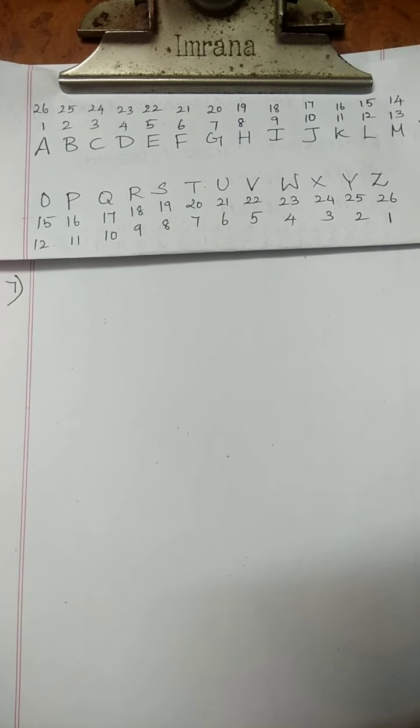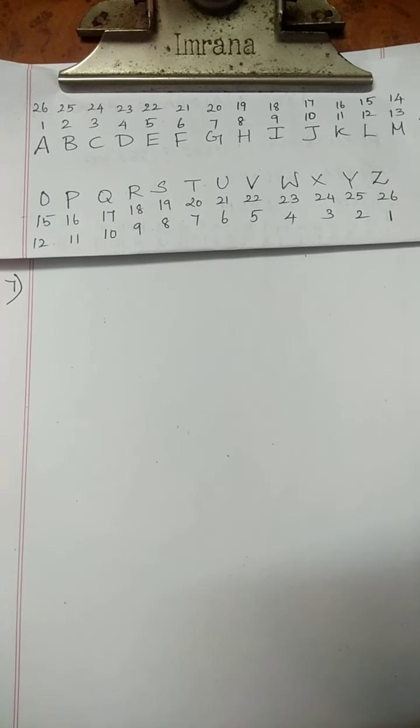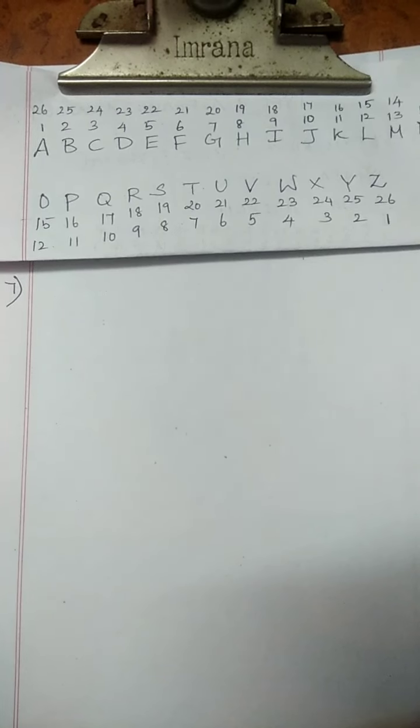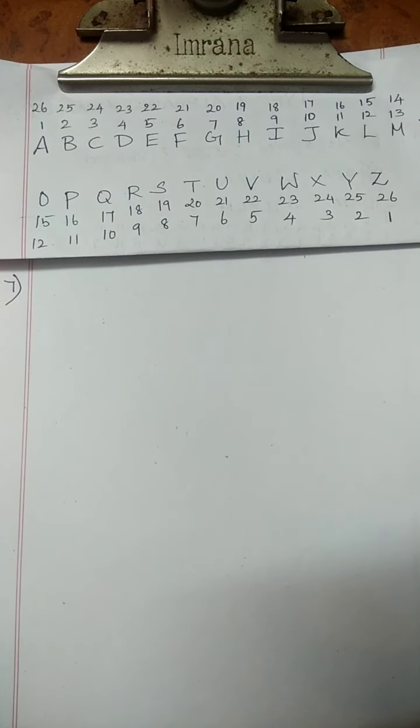We are discussing analogy and its types. We are now discussing the ninth type. The title is Alphabet Analogy. Already we saw up to 6 sums in alphabet analogy. Now we are moving to the 7th sum.